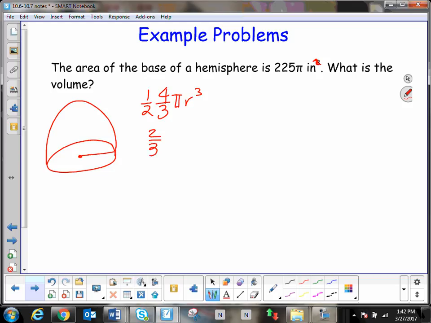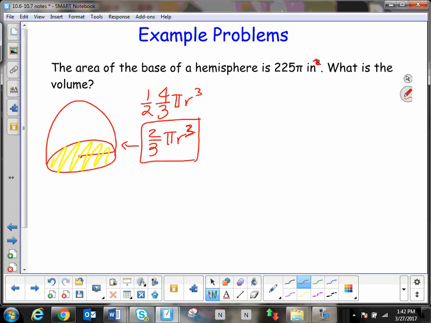2/3, right? Okay, so 2/3 pi r cubed. This is the formula that we want to work with for that guy right there. Then we don't know the radius, but we can solve for it because it did give us the area of this circle right here.